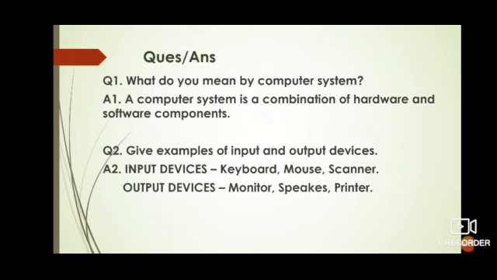Next, question answers. First question is, what do you mean by computer system? A computer system is a combination of hardware and software components. Question number 2. Give examples of input and output devices. Input devices: keyboard, mouse, scanner. You can write only 2 also. That is also fine. Okay. And output devices: monitor, speakers, printer. Any 2 you can write.